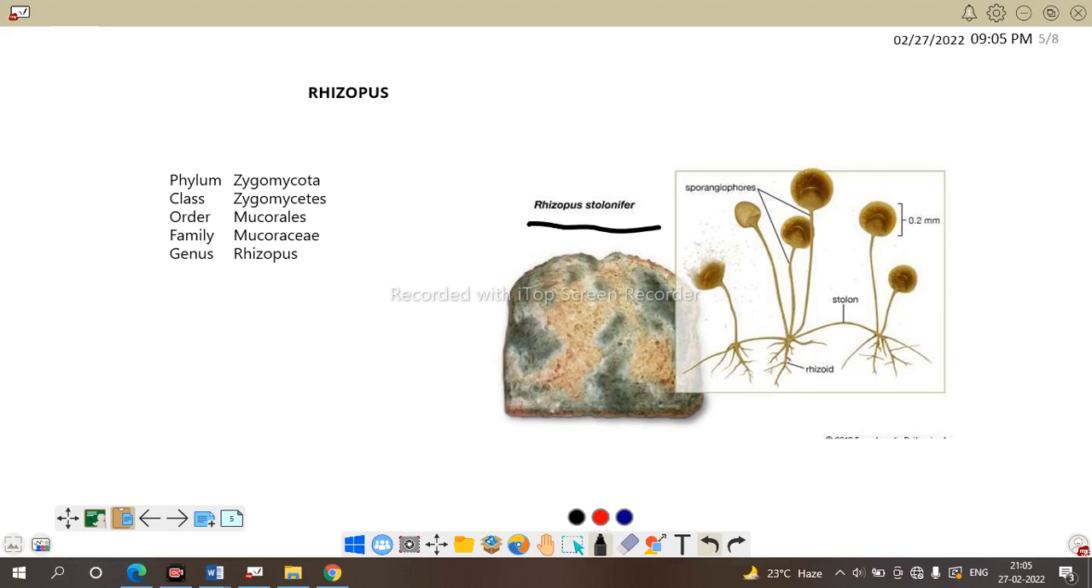So, let us discuss details about the systematic position. Phylum is Zygomycota, class Zygomycetes, order Mucorales, followed by family Mucoraceae, genus is Rhizopus, and the species is Stolonifer.